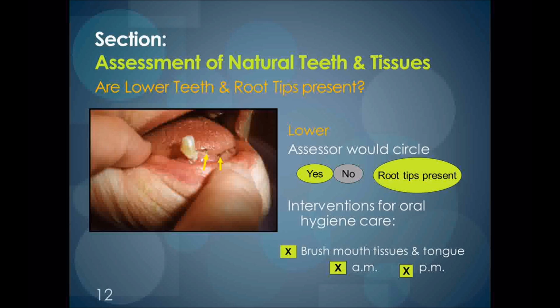As with the previous example from the OHAT, the assessor would advise a referral since the scoring would be at least a level 1. However, there are daily oral care interventions that should be initiated in order to try to improve the condition of the gum tissues. Brush, mouth tissues, and tongue, AM and PM, would be the standard intervention.